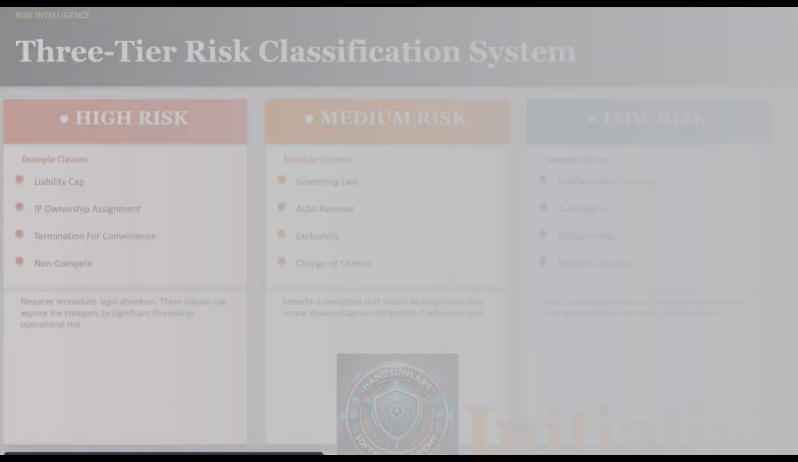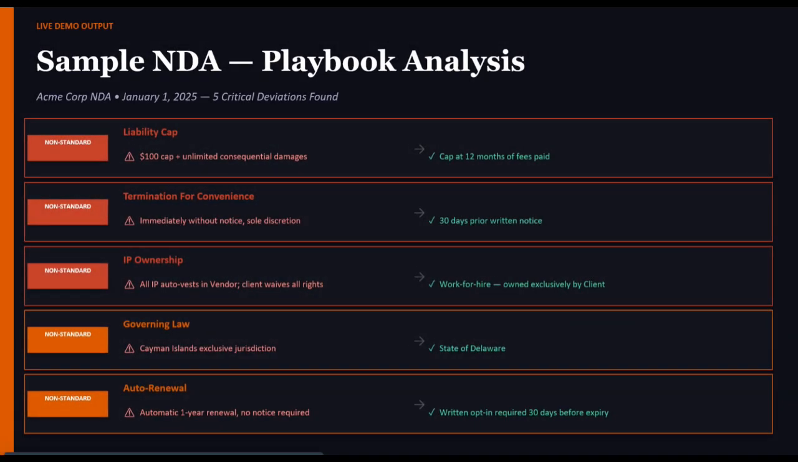So we now move on to the next, which is the sample NDA playbook analysis under the live demo output. Here you have the Acme Corp NDA, January 1, 2025, which has 5 critical deviations. As you can see: liability cap, termination for convenience, IP ownership, governing law, and auto renewal, respectively.